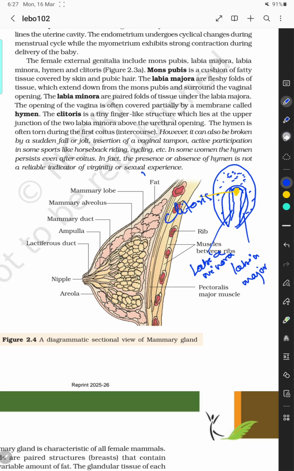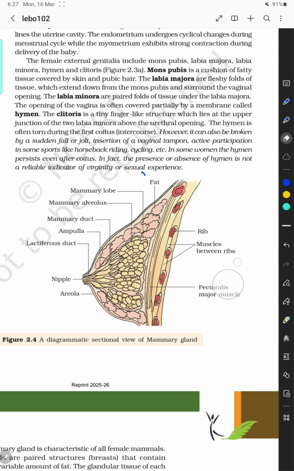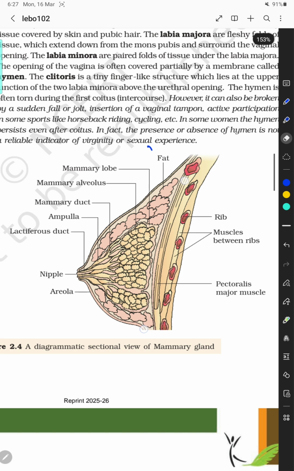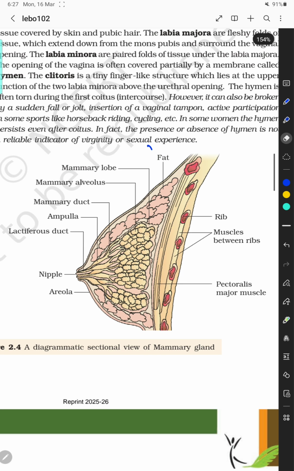Now coming to the accessory glands. The accessory gland is the mammary gland. The mammary gland is attached to the ribs. You can see the rib bones are attached here, and these are the muscles between the ribs, and the mammary gland is held with the help of the pectoralis major muscle.